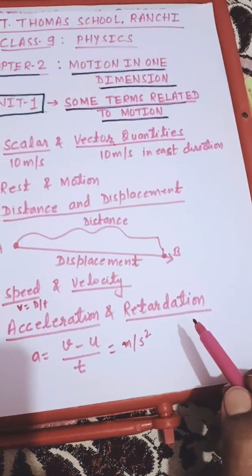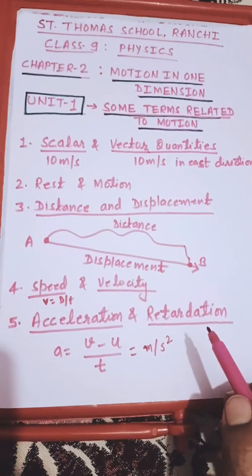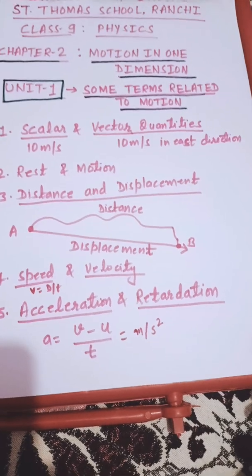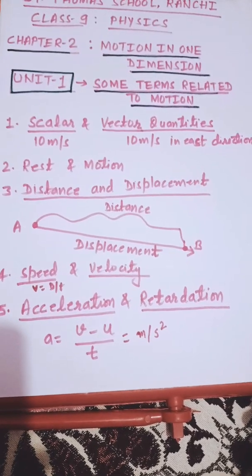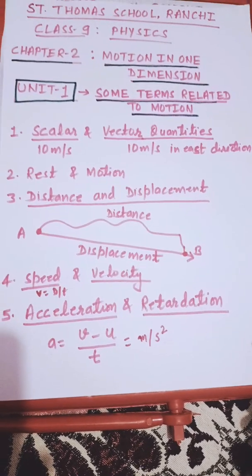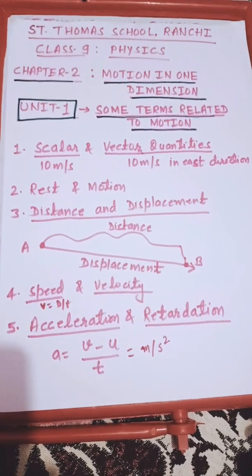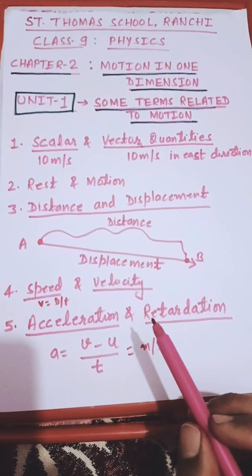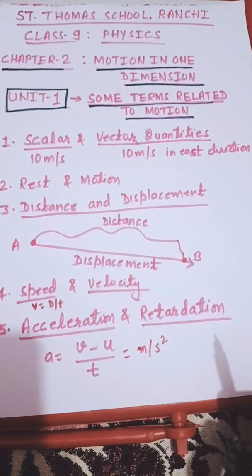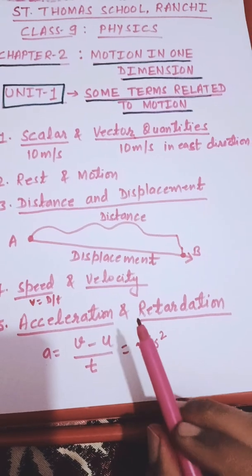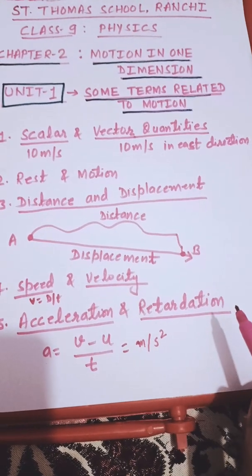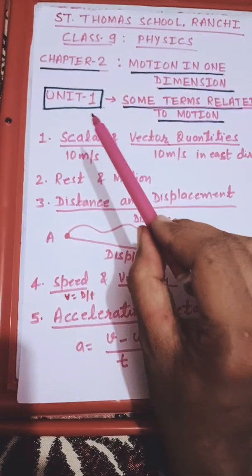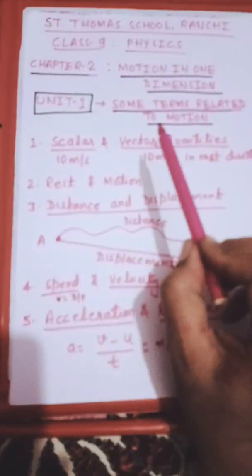And what is retardation? Suppose an object is moving with 40 km per hour, and then after the brake is applied its speed decreases, then at that time we say that it is retarding its motion. This means that when an object moving at some high speed changes to low speed, from positive it goes to negative, from high to low, at that time we term the acceleration as retardation. So this is all about the first unit, some terms related to motion.